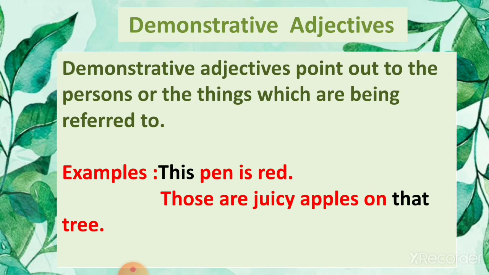The next type of adjective is the demonstrative adjective. Demonstrative adjectives point out the person or things which are being referred to. For example, this pen is red. Now here, this is a demonstrative adjective, right? It points out the pen, right? So these are used to point out a person or a thing which is being referred to. Those are juicy apples on that tree. Now here that is an example of a demonstrative adjective.